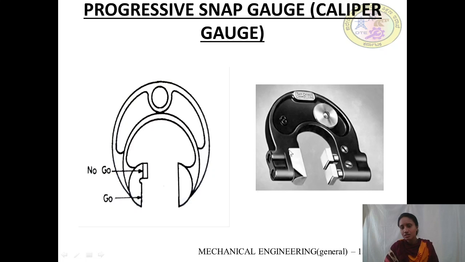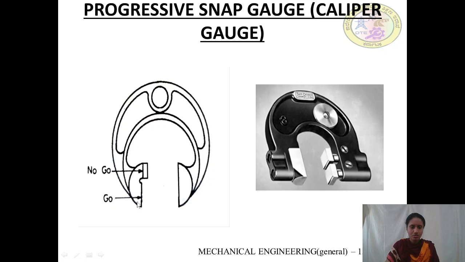Practically, it looks like this. It will appear like this. These are the anvils, two anvils. This is go followed by no-go. Always the go anvil will be first and the no-go anvil will be last.